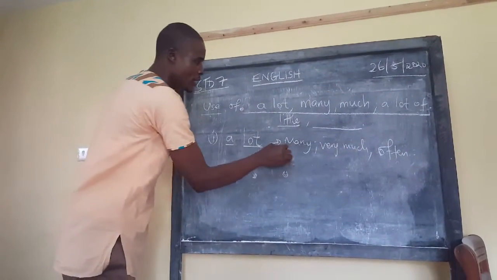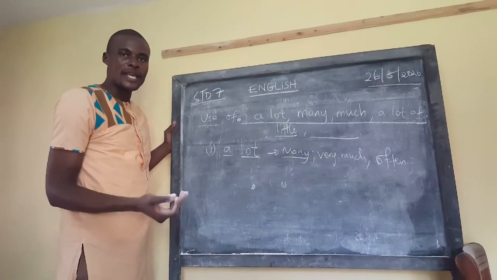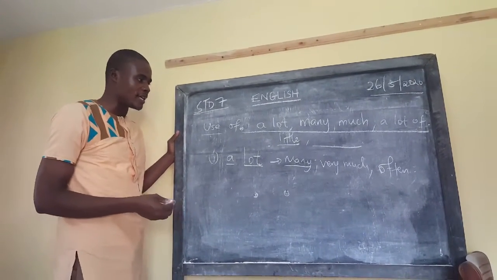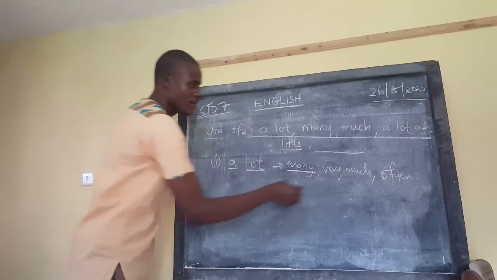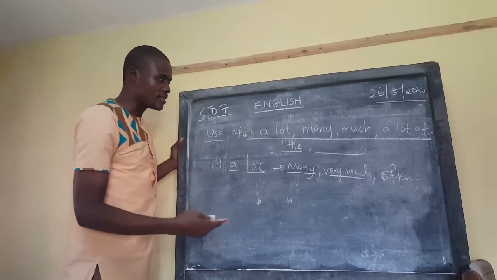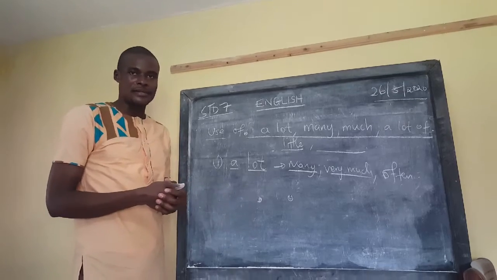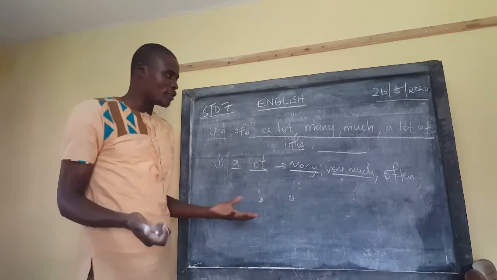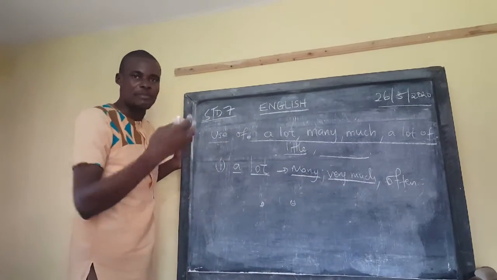How is it used to show many? Let's give an example. A lot of pupils are playing in class, meaning many pupils are playing. Very much, to show a number of cases, like pupils play a lot in class, meaning they play very much. A number of circumstances they are just playing.